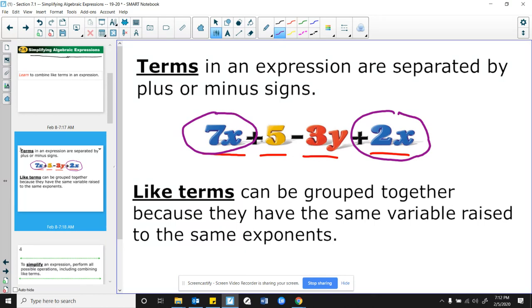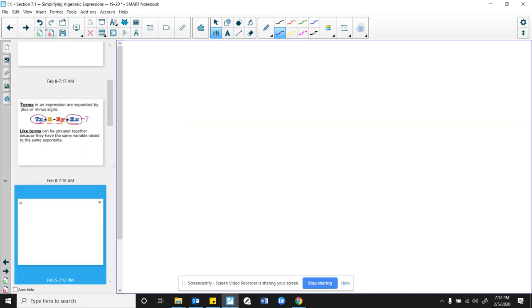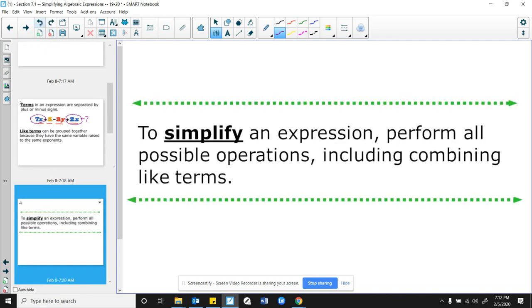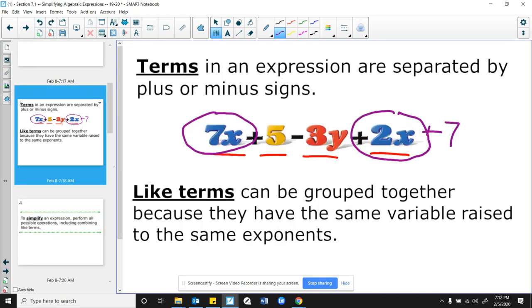Okay, 5, there is nothing that goes with 5. Okay, there's no variable attached with 5. It would have to be like a plus 7 in order to be a like term there. Okay, and there is no plus 7 there to combine. All right. So here we are. Okay, now same thing with 3y. Okay, yes, it has the same exponent as 2x and 7x, but y is different. Okay, if it's not the same variable, they are not like terms.